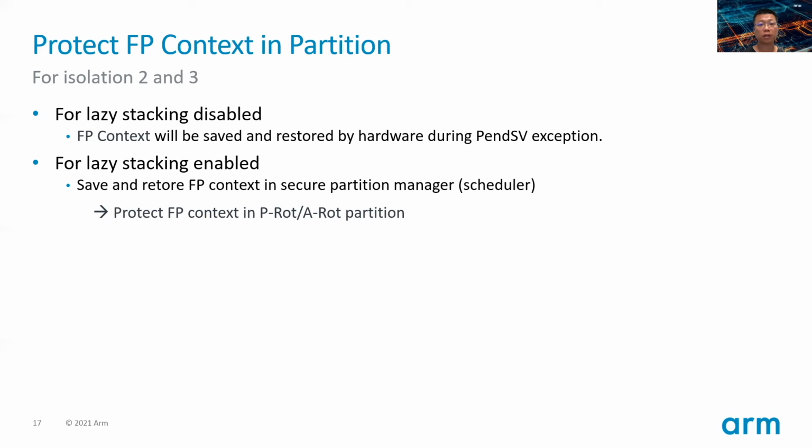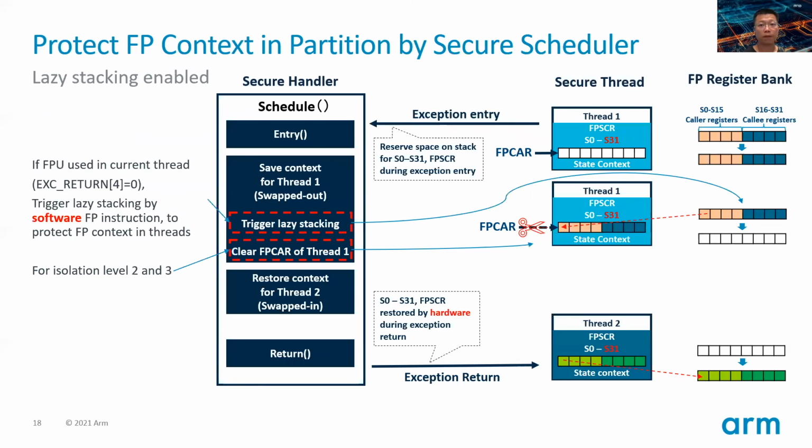If lazy stacking is enabled, we should protect the FP context of the thread in the SPM scheduler. Let's talk about this in more detail. In the SPM scheduler, the FP context should be saved to the current thread stack and cleared before switching to another thread, for isolation level 2 and isolation level 3. And those FP contexts will be restored when the thread is swapped in during PendSV exception return.